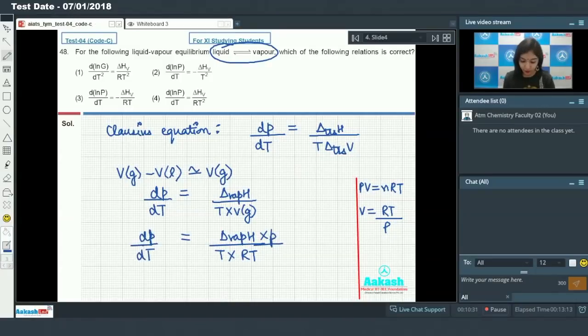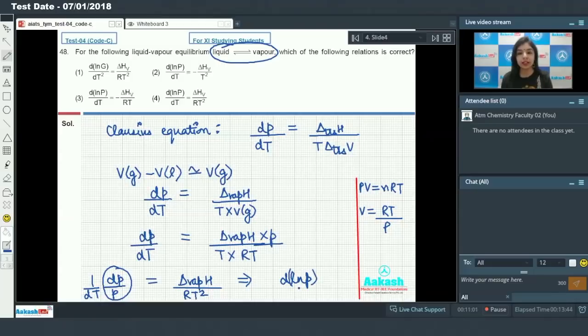So now rearrange this equation. We have dP by P, and here we have dT, is equal to delta H vaporization divided by RT square. Now what can we write dP by P as? We can write it like this, d ln P.